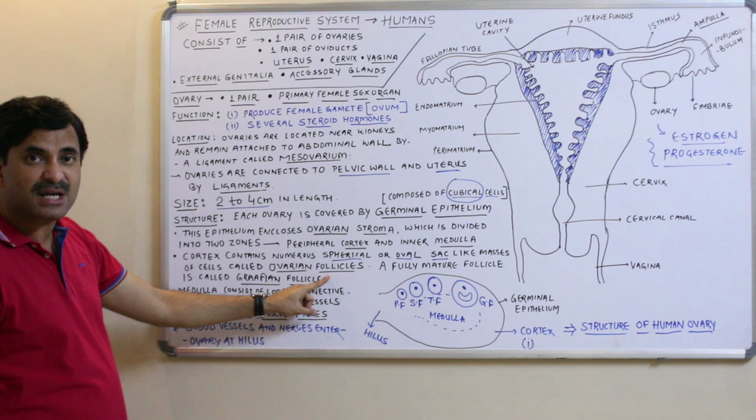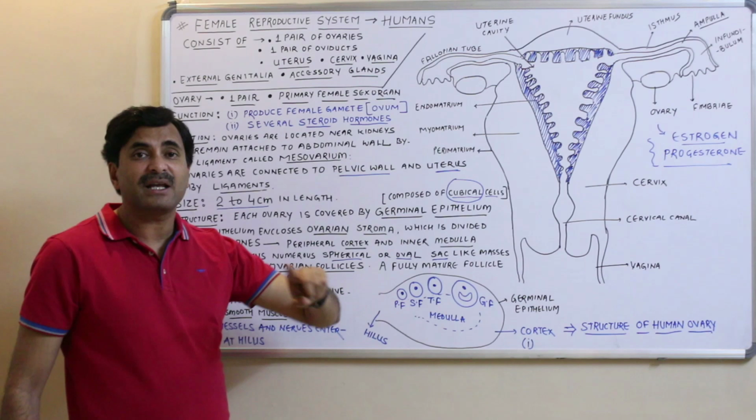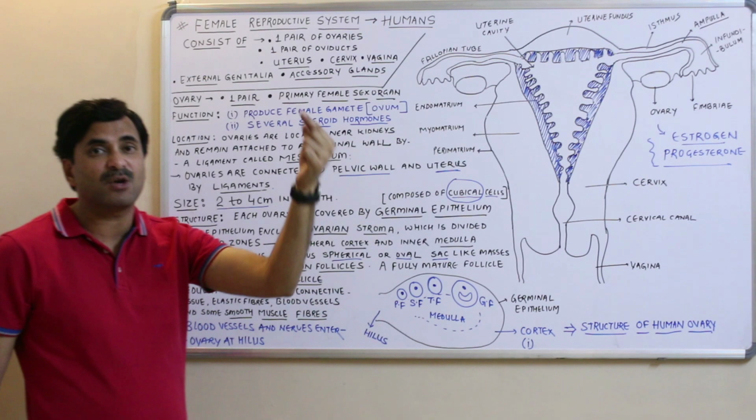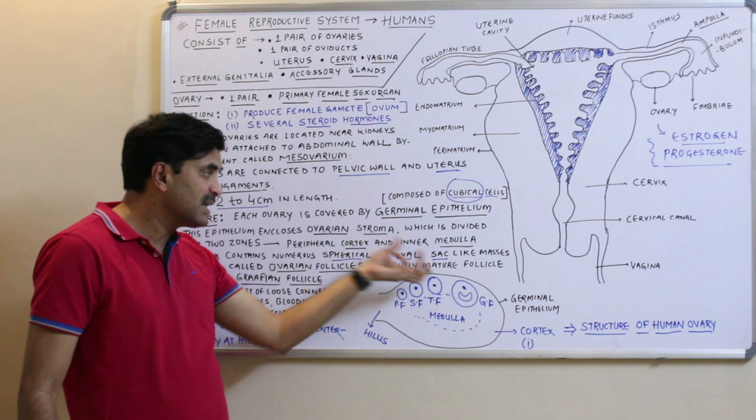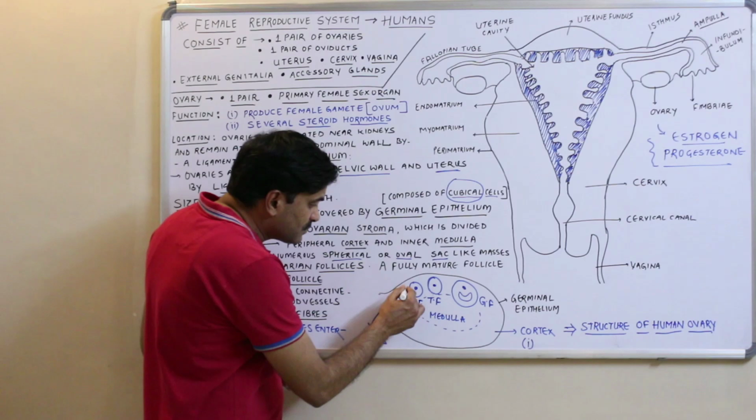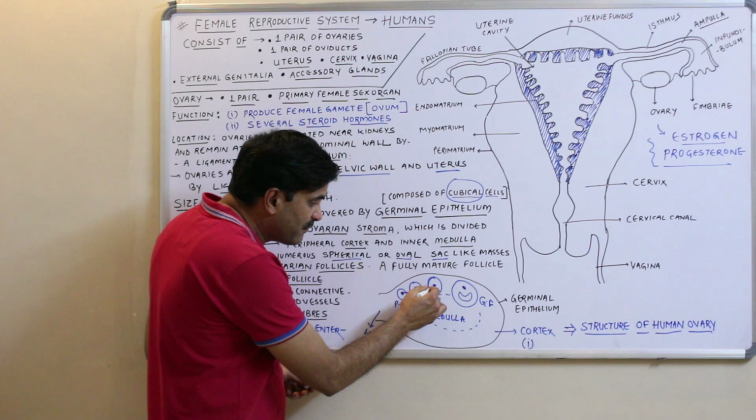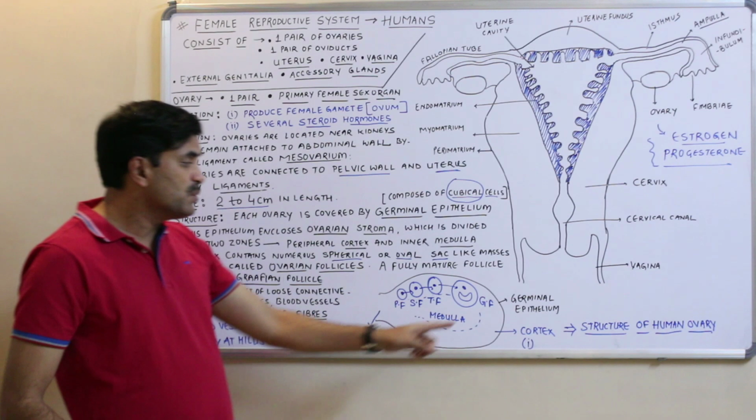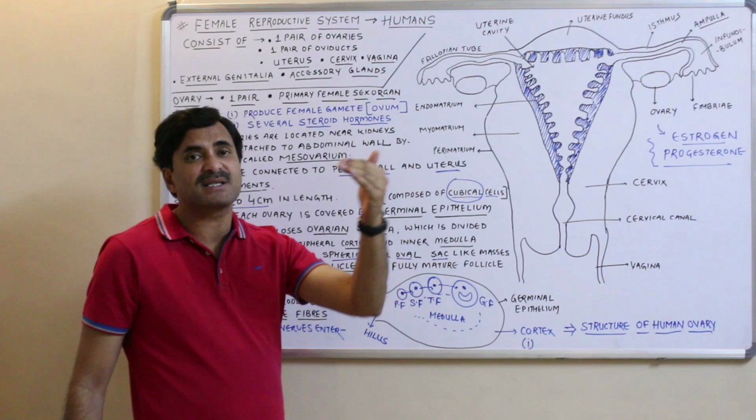These ovarian follicles are found in various stages, which we'll be studying when we study the menstrual cycle, and we will tell you how these follicles develop. Very first, the follicle is called the PF, meaning primary follicle. Then during the menstrual cycle, the primary follicle is converted to a secondary follicle. The secondary follicle is converted to a tertiary follicle, and ultimately the tertiary follicle converts into the Graafian follicle. What is a mature follicle? That we'll be discussing later on, and separately we'll discuss the Graafian follicle.